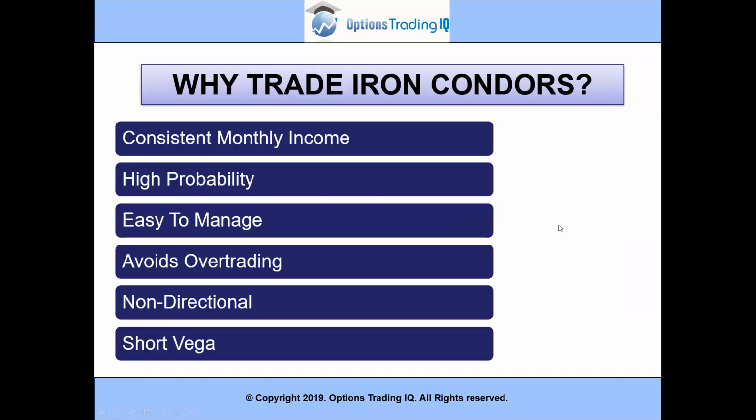All right, so why do we trade iron condors? Well, they can provide consistent monthly income. They're a high probability trade, particularly when you're out at that sort of 10 to 15 delta. They're usually going to have about a 70-odd% success rate. So if you can have a really good success rate, and when you do have those losing trades, cut those losses pretty quickly and keep the losses under control, they can work really well.